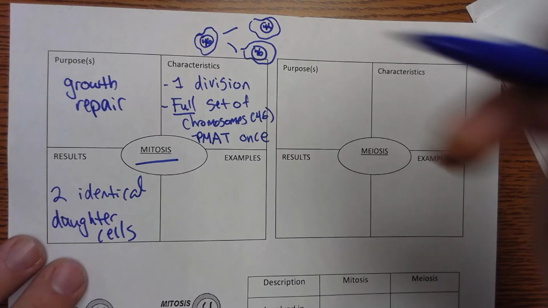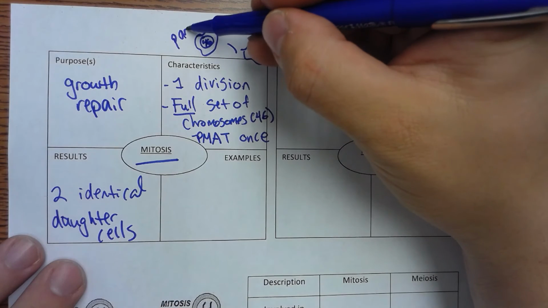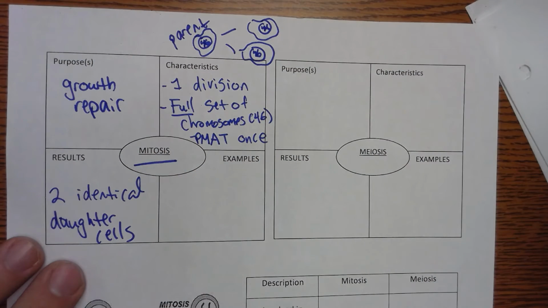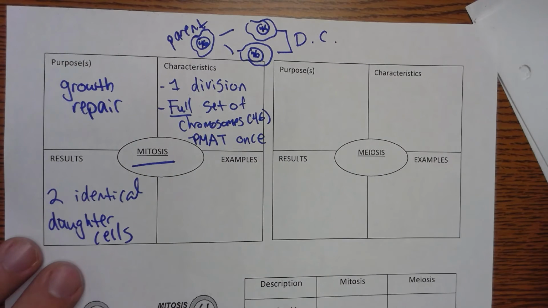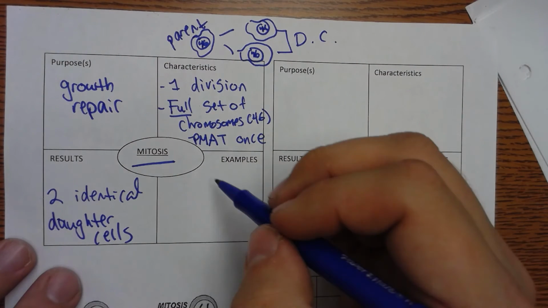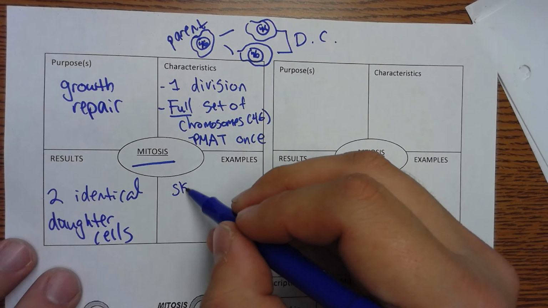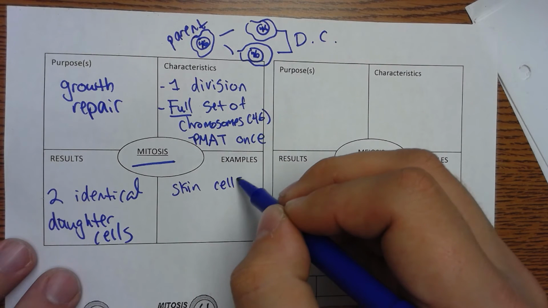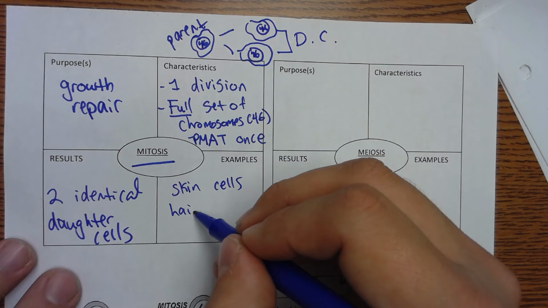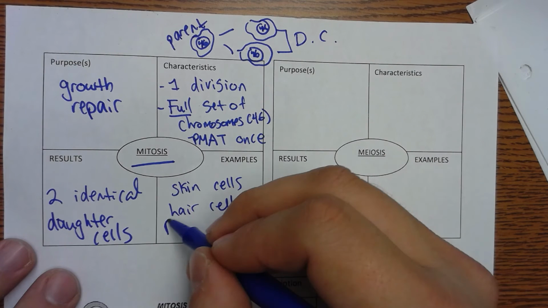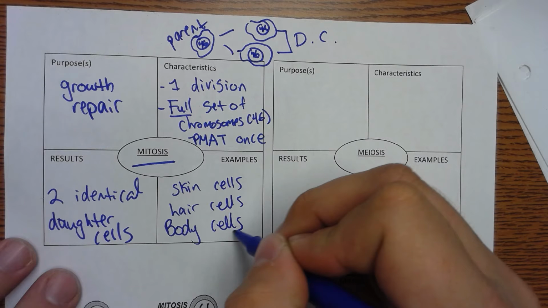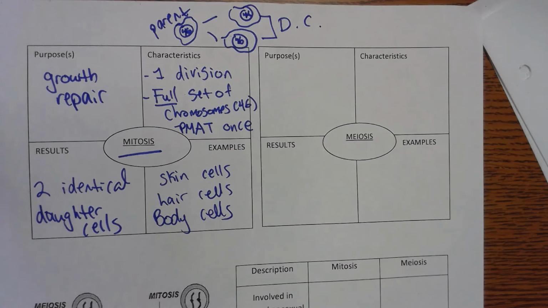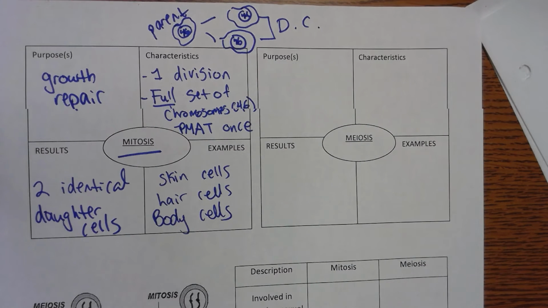Okay? So this is the parent cell, right? And then these two are the daughter cells. So examples of cells that do mitosis are your skin cells, your hair cells, and your body cells. Okay? Your nervous cells, your heart cells, your stomach cells.